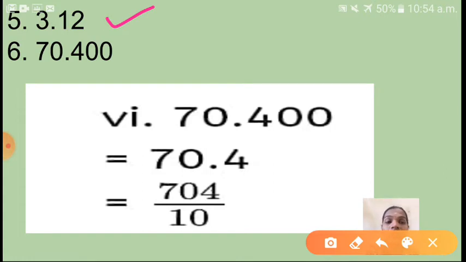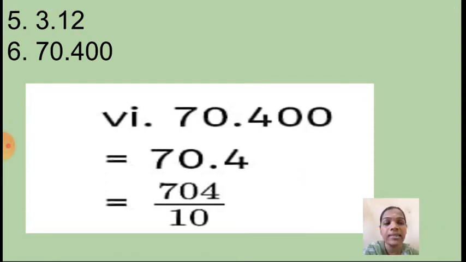312. Upon what will come? Yes, 10, 100 or 1000. Yes, here 100 will come. Why will 100 come here, children? Yes, after the decimal point there are 2 digits, so 100. Okay, can you do this sum in your notebook? Very good. Shall we go to the next now?